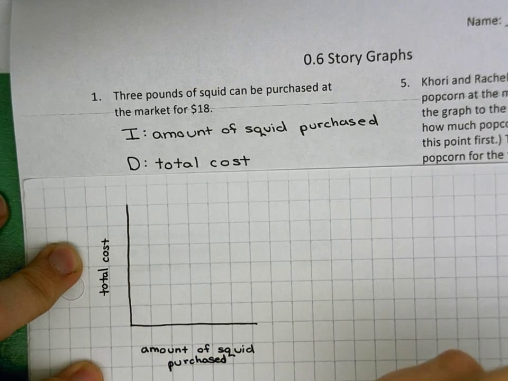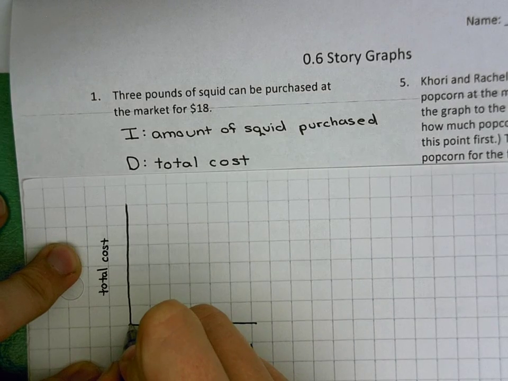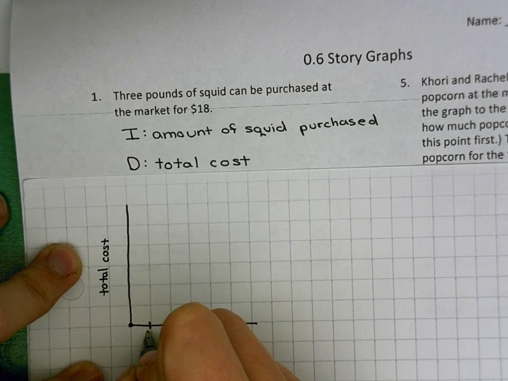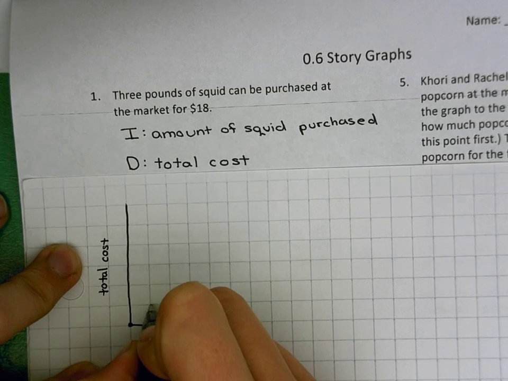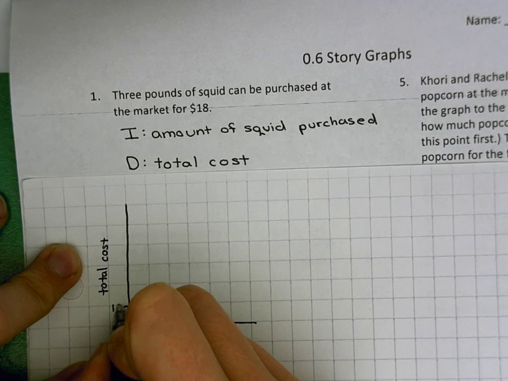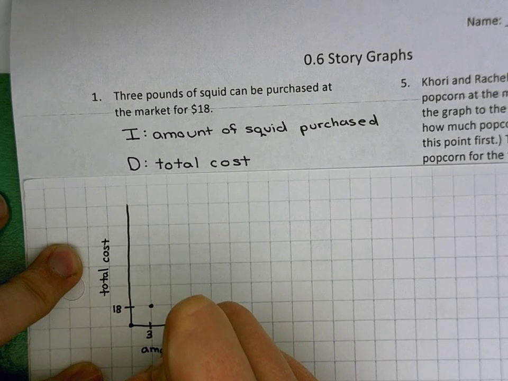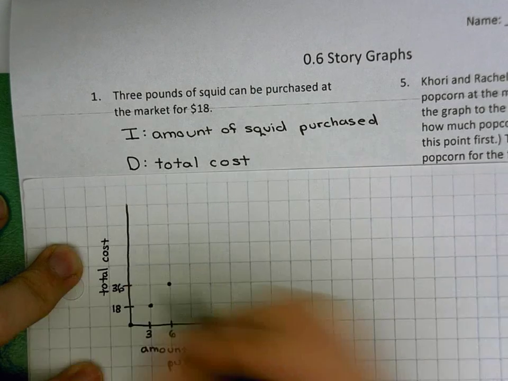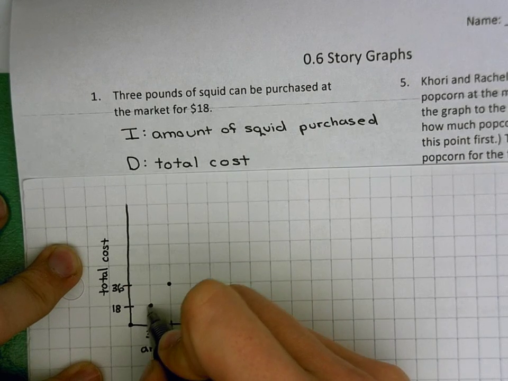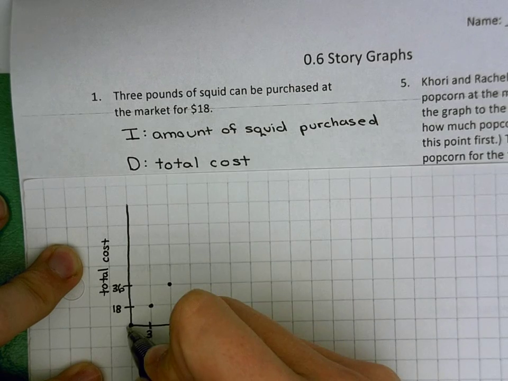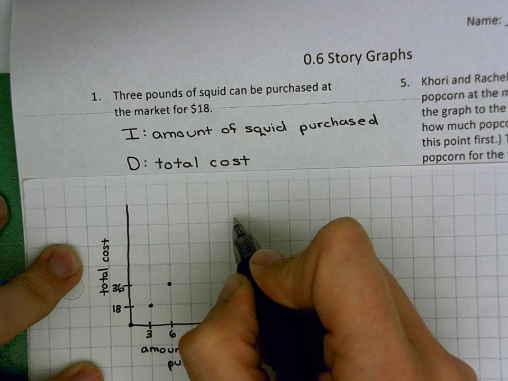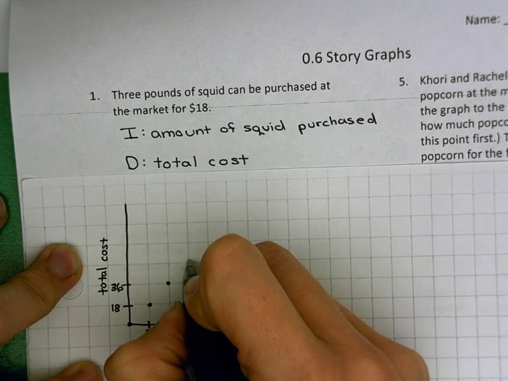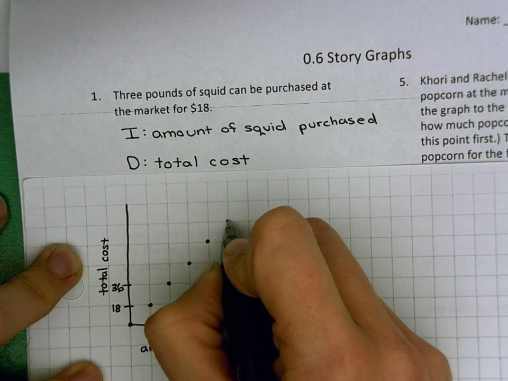And then I'm going to model this. When I've bought 0 pounds of squid, I will have paid $0. But as I slide over and I buy 3 pounds of squid, I'm now going to pay $18. Right? And at 6 pounds of squid, I'm going to pay $36. And so on and so forth. And so the graph that I see forming here is an increasing linear function. Right? As I buy more squid, I have to pay more. And so this is going to continue to increase.